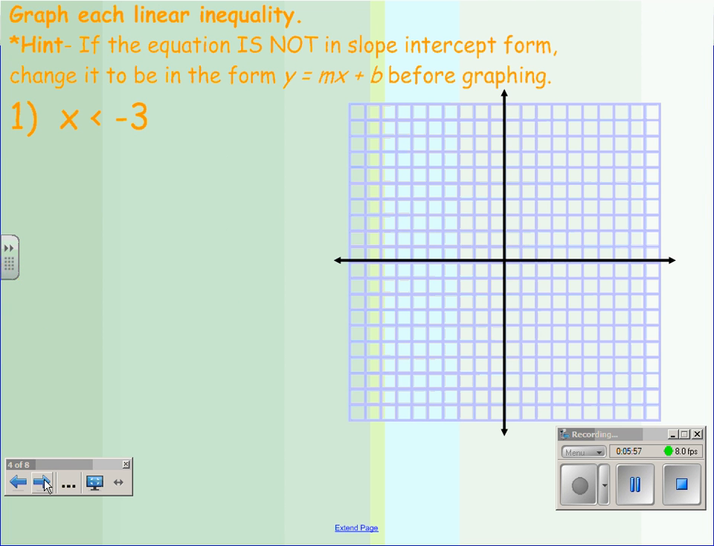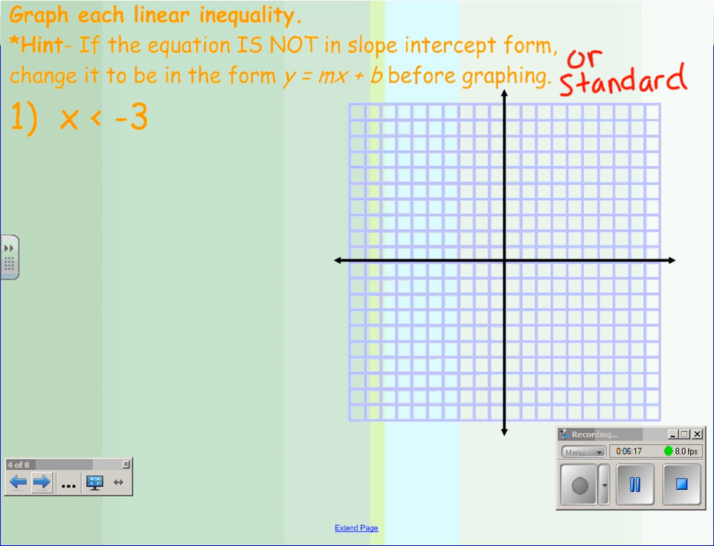Hint, if the equation is not in slope-intercept form, change it to be in the form y is equal to mx plus b before graphing, or you can graph in standard form when the coefficients go into the constant easily, and we'll have an example of that. So let's get started with number 1.